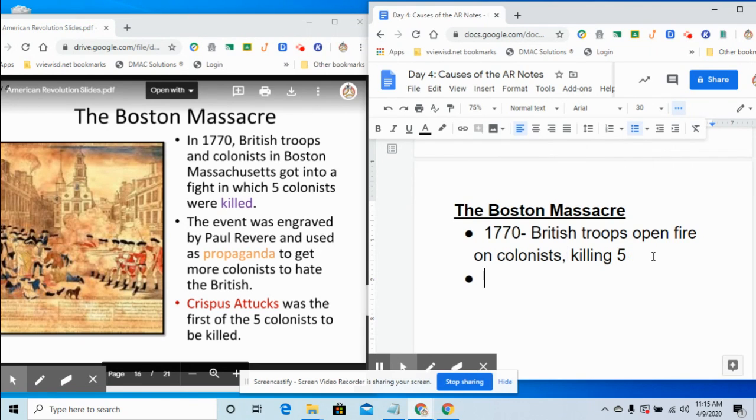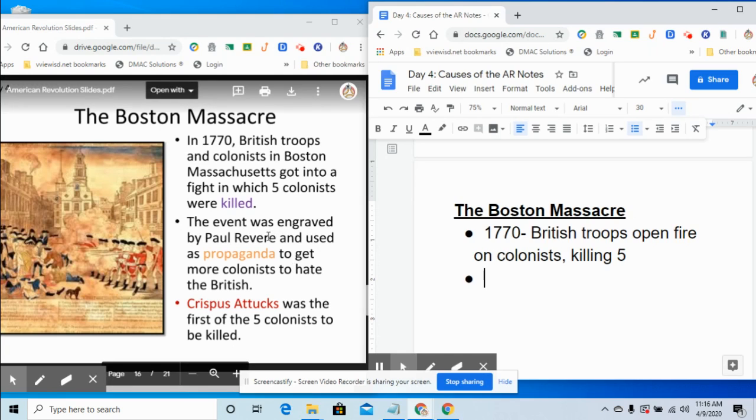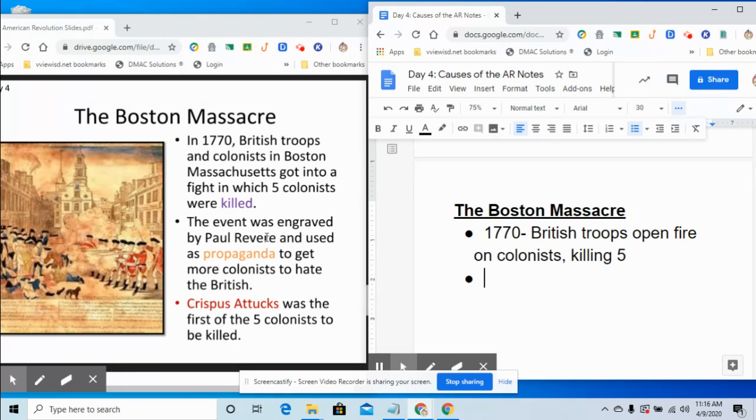Okay, next one. The event was engraved, an etching, by Paul Revere and used as propaganda. Ooh, that's a good word. Propaganda kind of means a way to convince people, usually by some form of media. Today we see a lot of propaganda on YouTube with people providing their opinions and trying to sway yours to theirs.